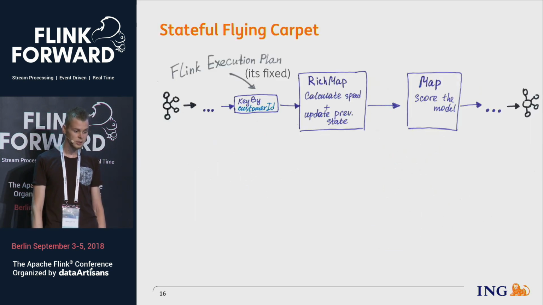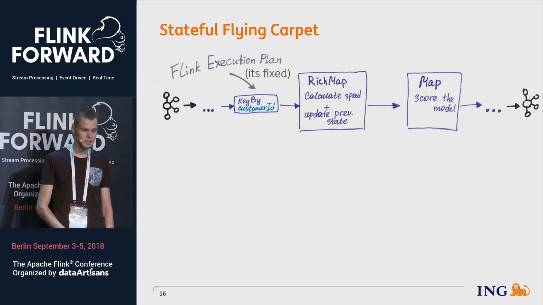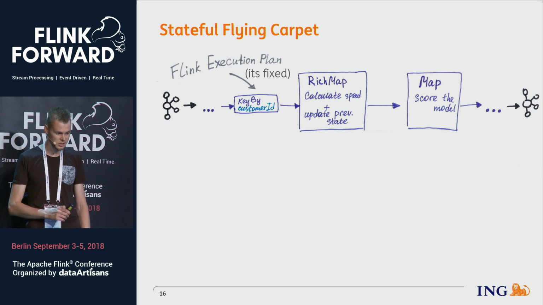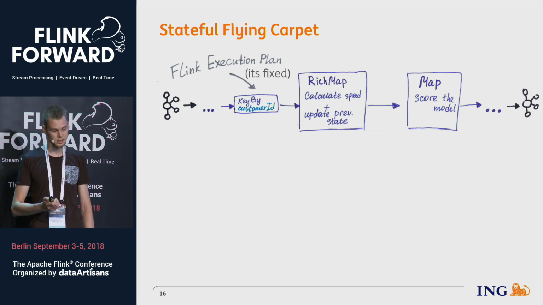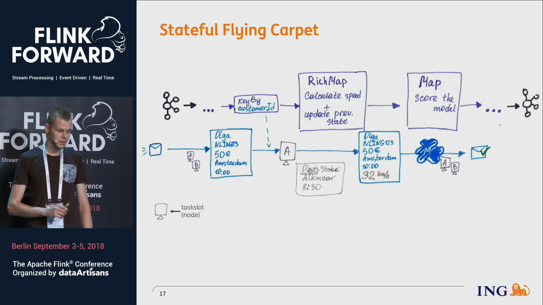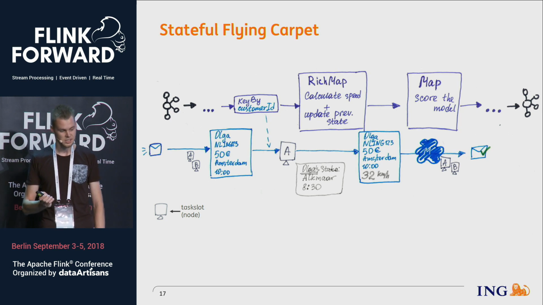Well, the basic Flink execution plan is as follows. We have the incoming Kafka events, and these transaction events are first keyed by customer ID, because we need to keep some state per customer. After it is keyed by customer ID, it is sent to the next rich stateful operator, which will get its state from the previous ATM withdrawal, determine the speed, and then update the previous state. Then the customer speed is calculated, added to the original event, and sent to the next operator, which will score the model.